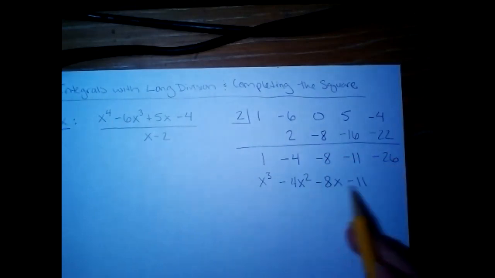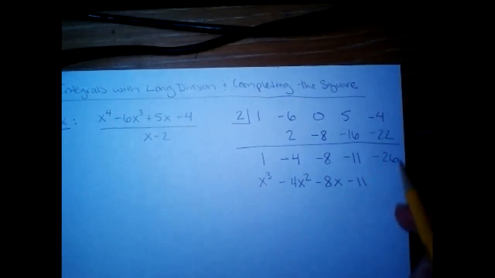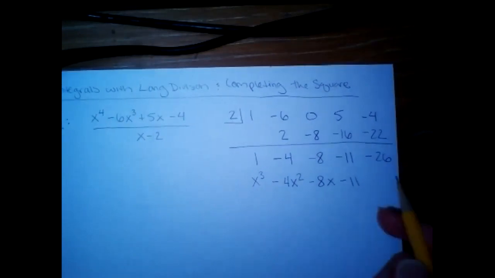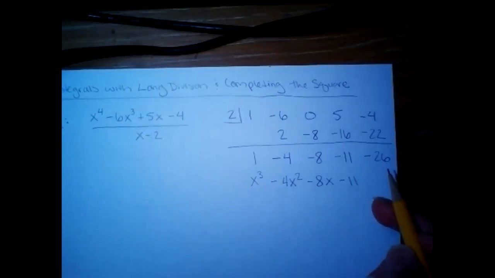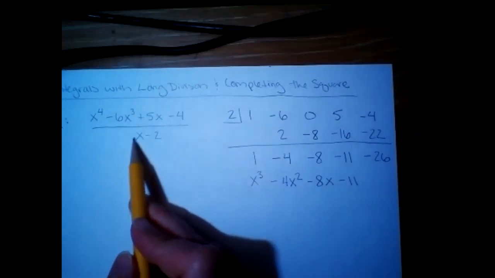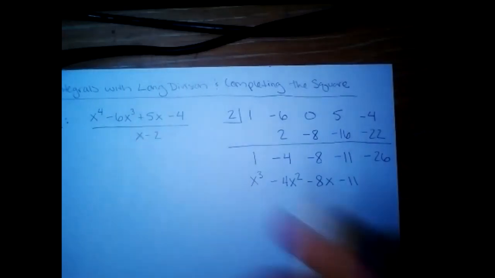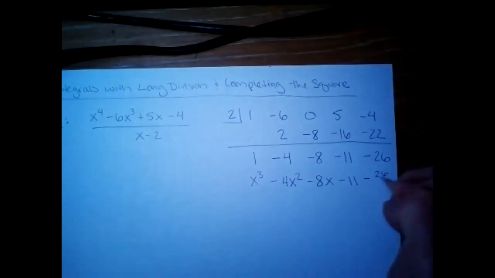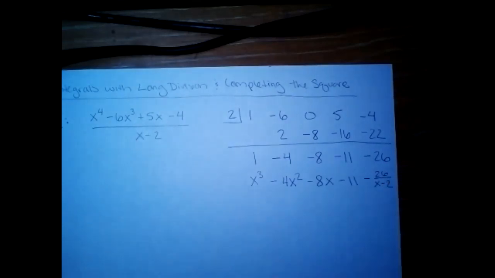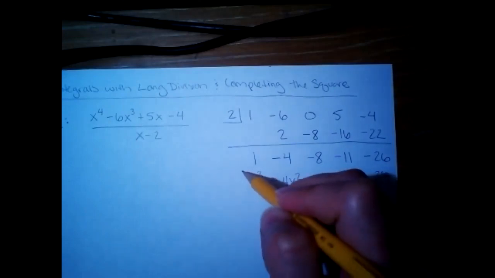So we did 3, 2, 1, 0. And then this is your remainder. So that just gets tacked on at the end, and you just leave it over the x minus 2. What you're basically saying is we're unable to divide out that x minus 2 from the negative 26, like that's left over. And so that is your answer.